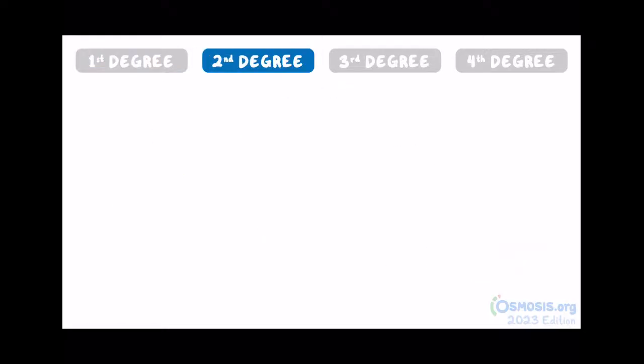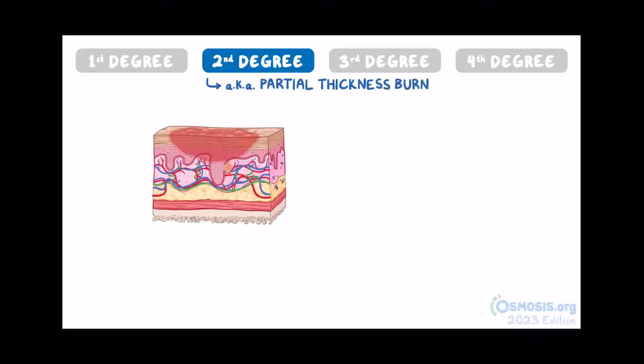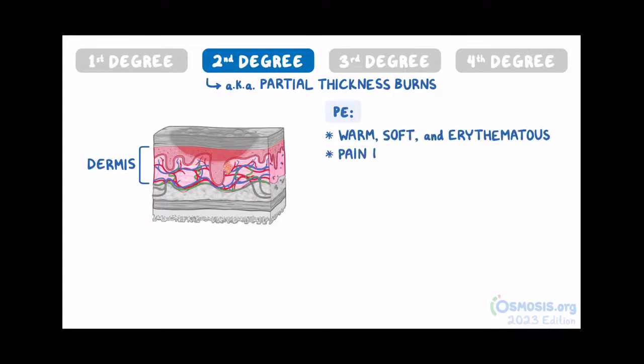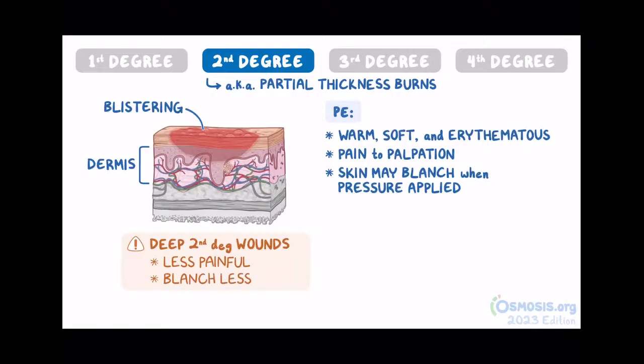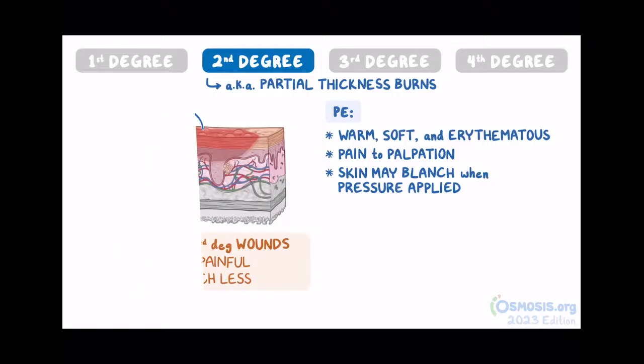Now, let's move on to second-degree burns, also called partial thickness burns since they extend into the dermis. On a physical exam, the involved skin is usually warm, soft, and erythematous, and there might be pain to palpation. The skin may blanch when pressure is applied, however, blistering is often present. Deep second-degree wounds are less painful since some nerve endings have been damaged. They also blanch less than superficial ones.